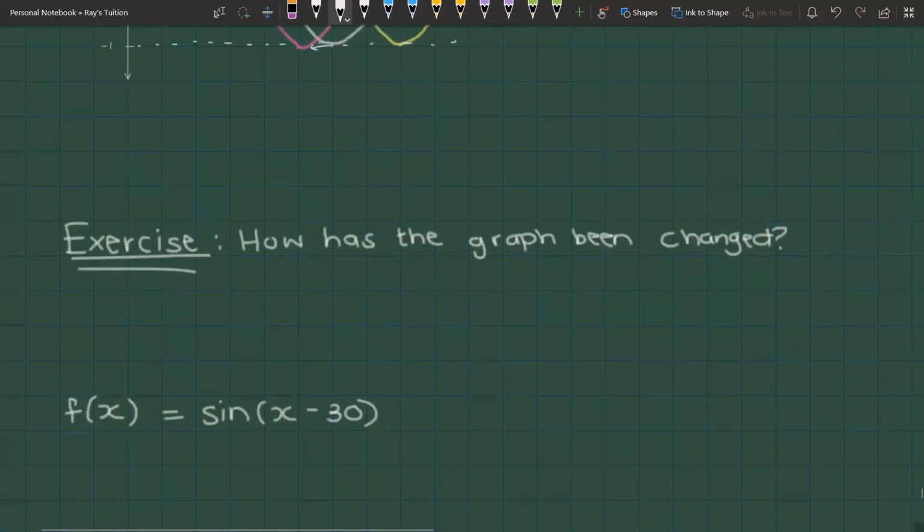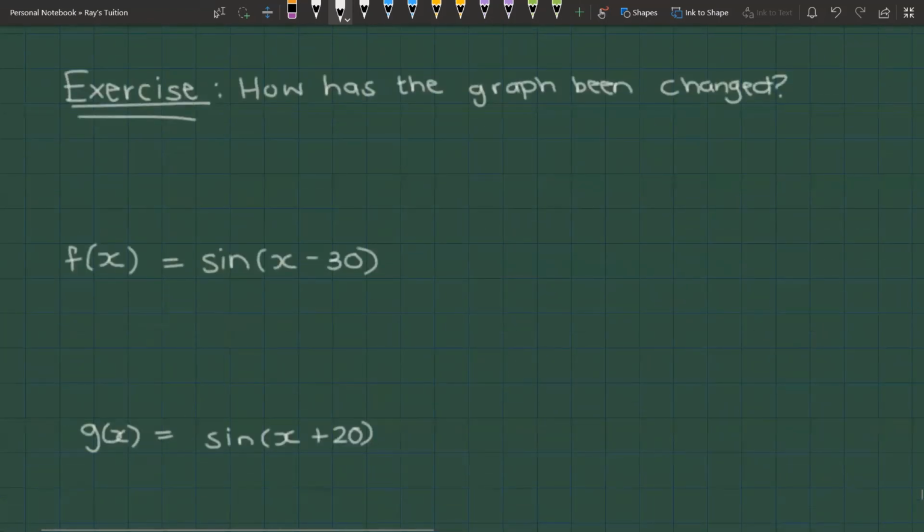Let us have a look at an example. So let's have a look here. What changes has been made to the graph? Well, here we have -30, the p-value is -30. So this has been shifted 30 degrees to the, which direction corresponds to negative? It is the right.